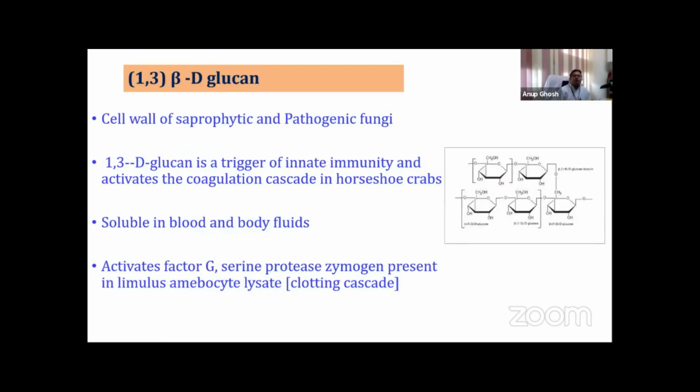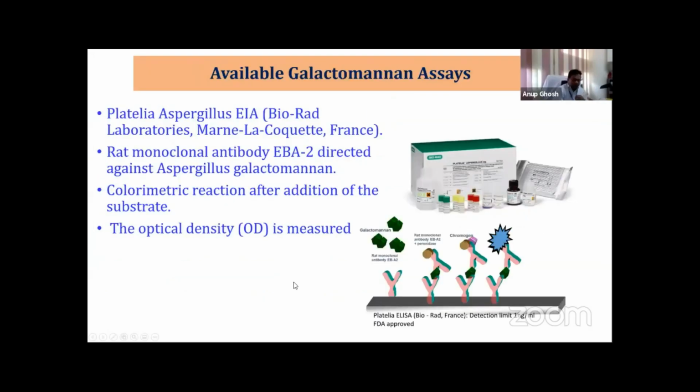The next biomarker is 1,3-beta-D-glucan. It is a cell wall component, and it triggers the innate immunity and activates the coagulation cascade of horseshoe crabs. It is soluble in blood and body fluid, so we can easily detect beta-D-glucan from a blood sample or body fluid. And the galactomannan assay is also available.